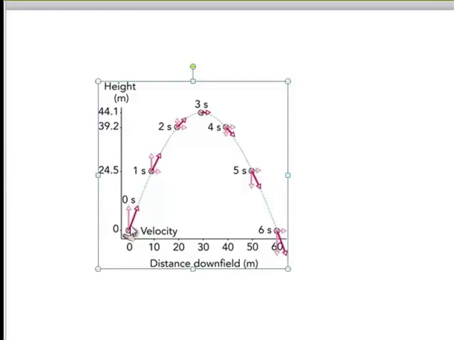A vector is just an arrow that indicates both the size, the magnitude, and the direction. And velocity is actually a vector quantity. It's got two things going on. It's got a certain speed, magnitude, and it's got a direction.